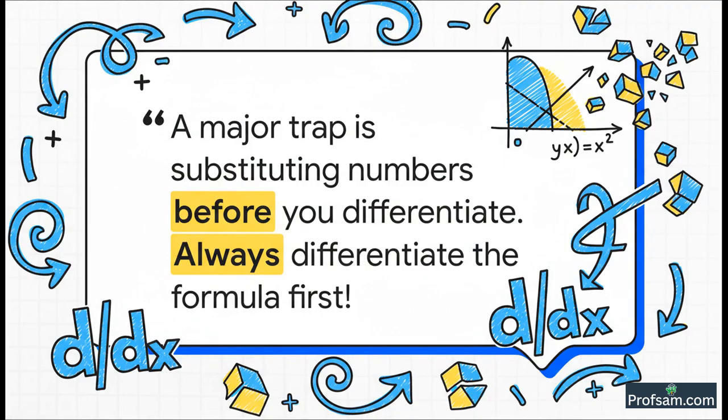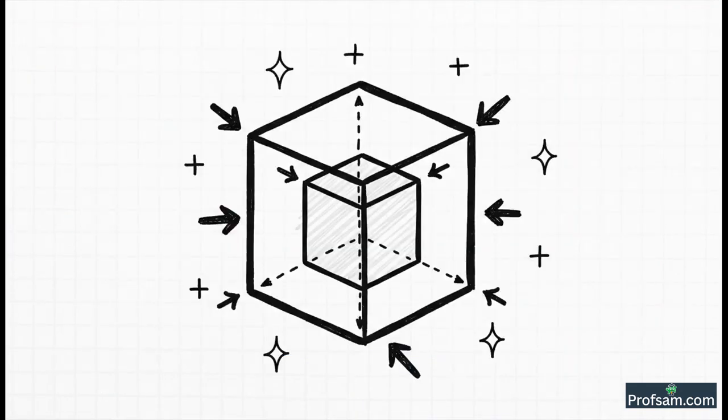Now listen very carefully. This is super, super important. A lot of students fall into this trap. They see a number in the question, like x equals 10, and they get excited and plug it into the formula right away. Please, don't do that. You must always differentiate the general formula first, and only then can you substitute the numbers. This is the golden rule here. Remember it.